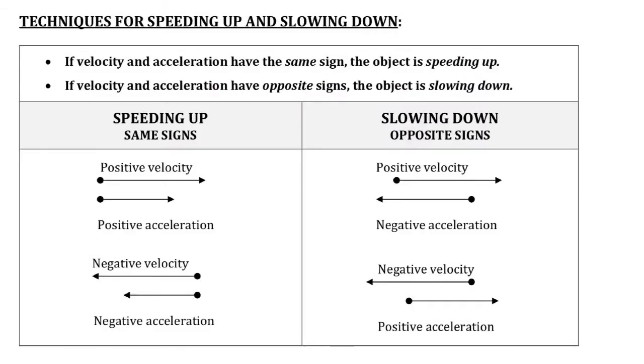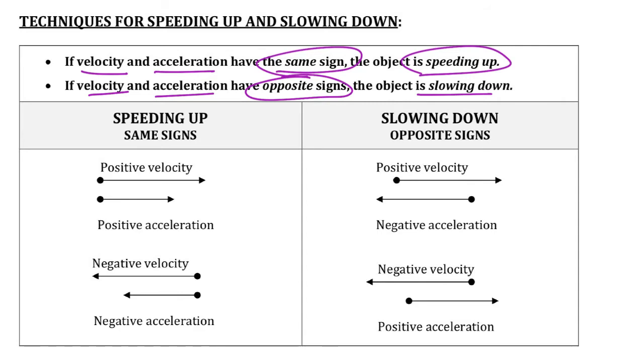Okay, now when we talk about an object speeding up or slowing down, then we look at the signs. If velocity and acceleration carry the same exact sign, so they're either both positive or both negative, our object is speeding up. If velocity and acceleration have opposite signs, then the object is slowing down, and you can think of it as them working against each other. So the particle would be slowing down quite a bit.